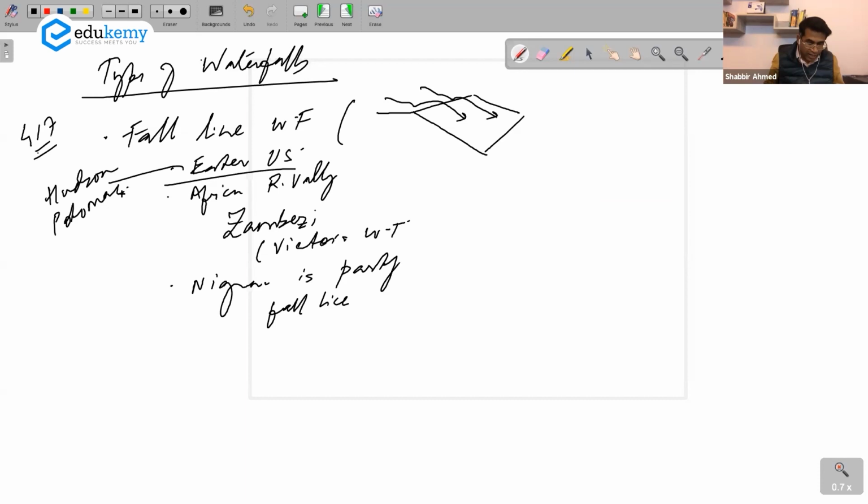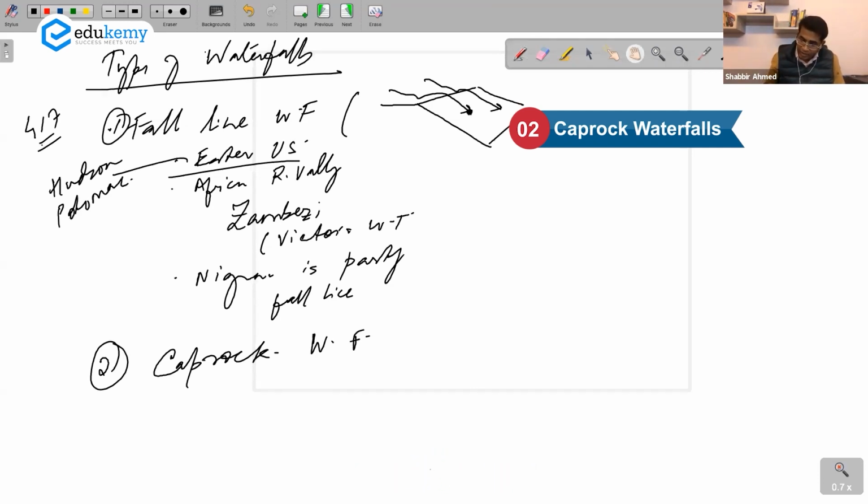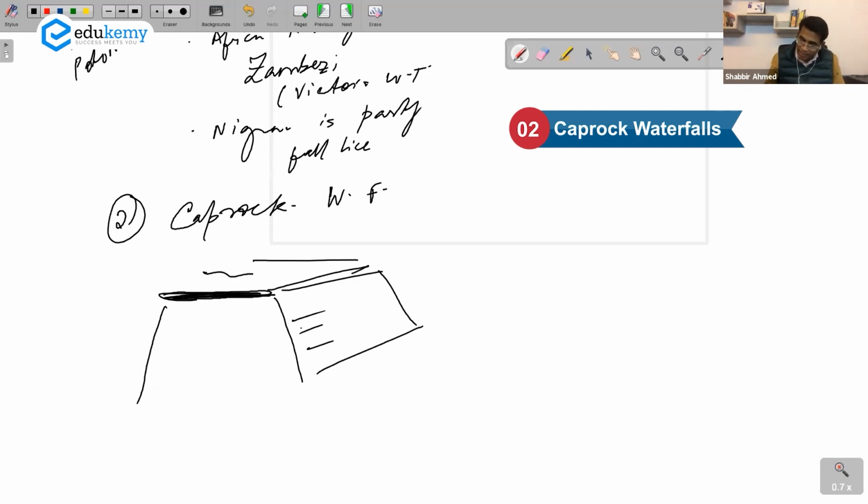This is one type of waterfall. The second type of waterfall is caprock waterfalls. What is it? There is a hard rock that acts like a cap. It does not allow much erosion, whereas this part may have eroded much more. So a river flowing on this hard cap will fall down as a waterfall. The hard cap won't allow the land to be eroded as easily. They're called caprock waterfalls.